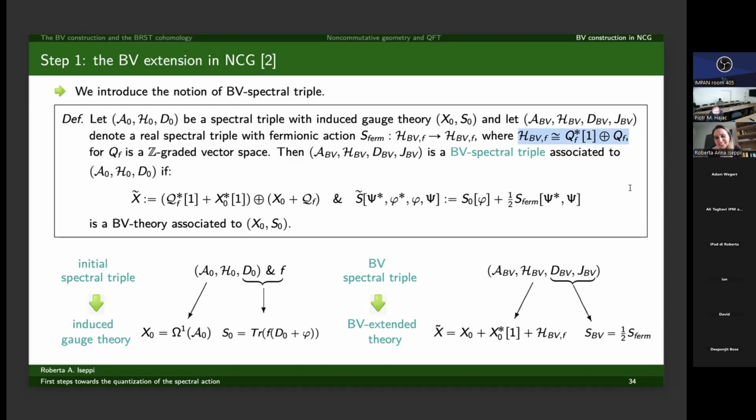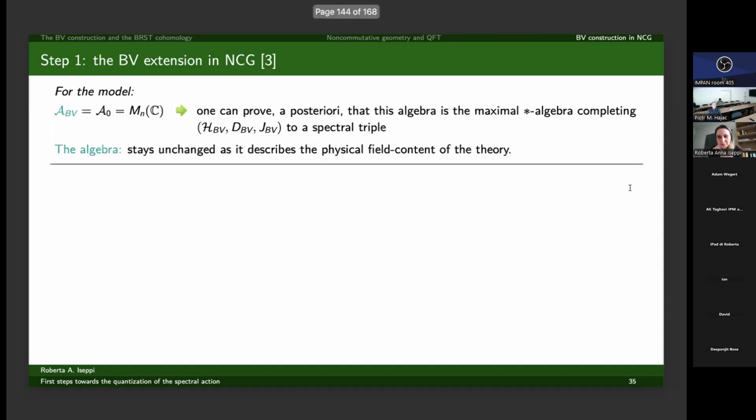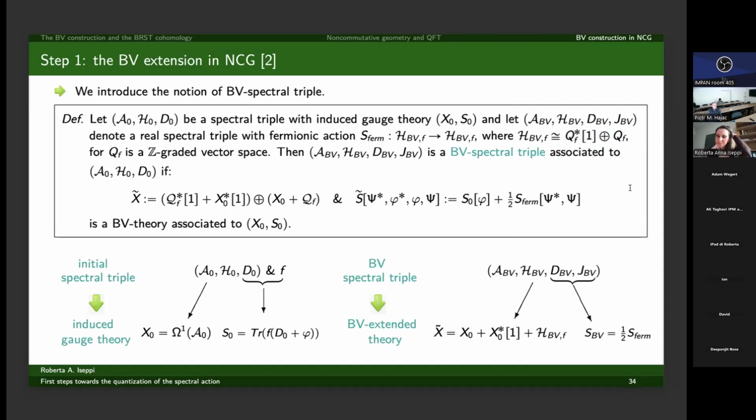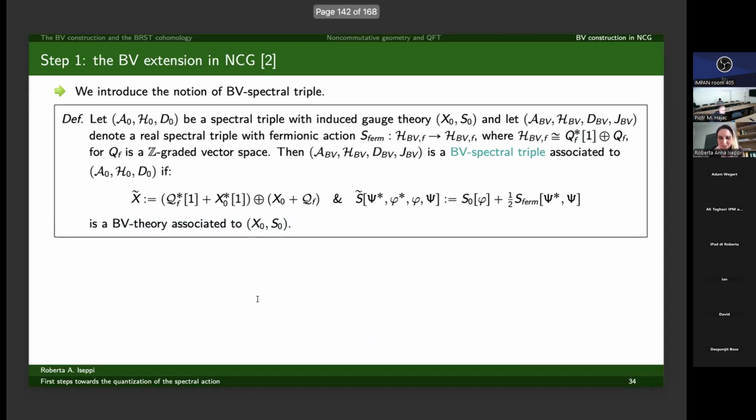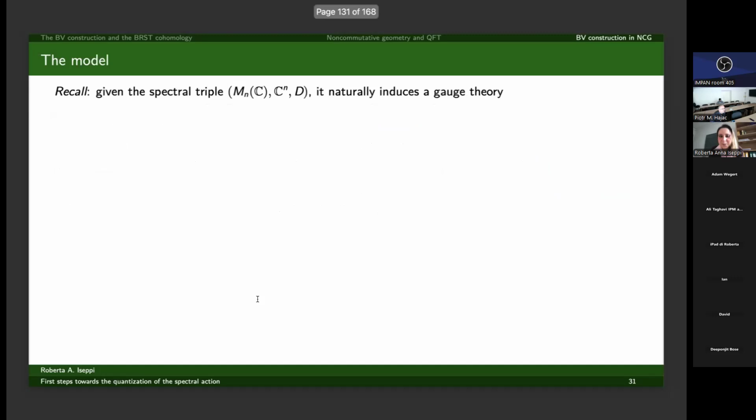Did you define this BV extended theory? Is it defined somewhere earlier? I just missed it. What is the meaning of being the BV extended theory? I know you answered my question, but did you write it somewhere earlier in your slides? Oh yes, it was a few slides back. Should I go back? Yeah, just for a few seconds, if you don't mind. Sure. Sorry.